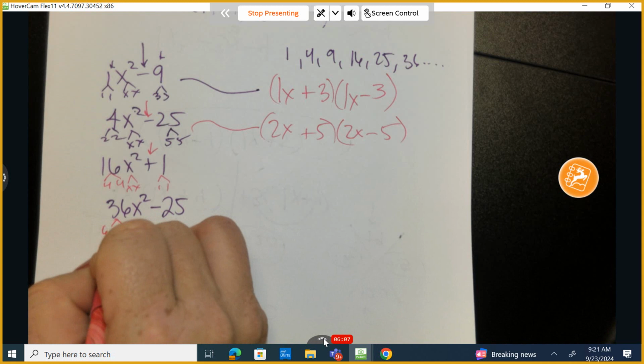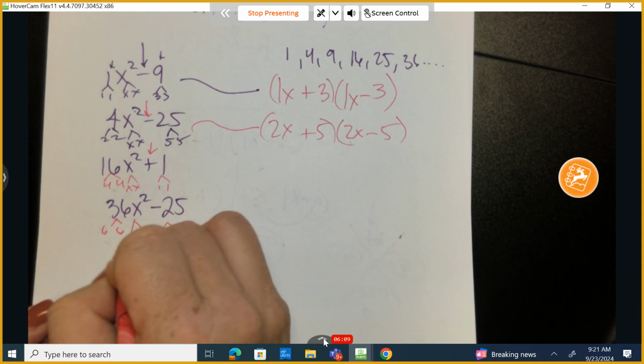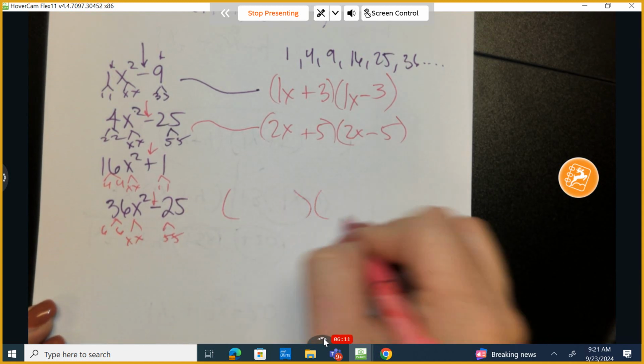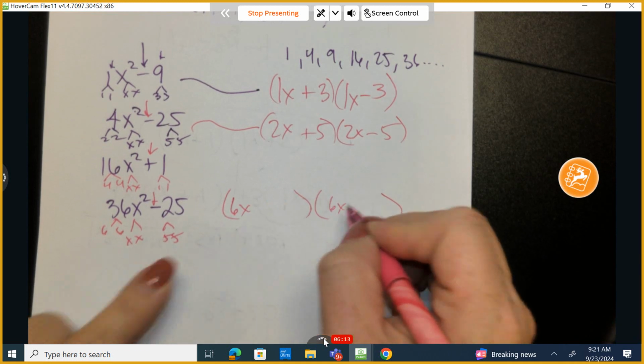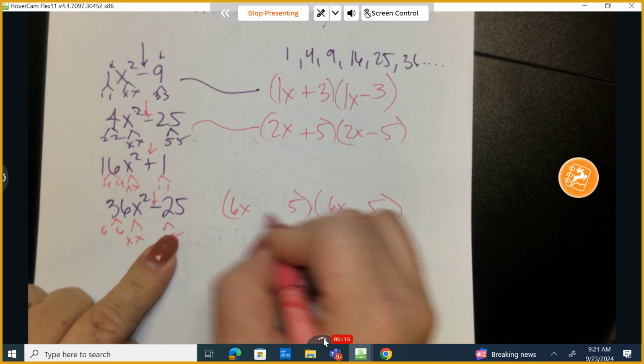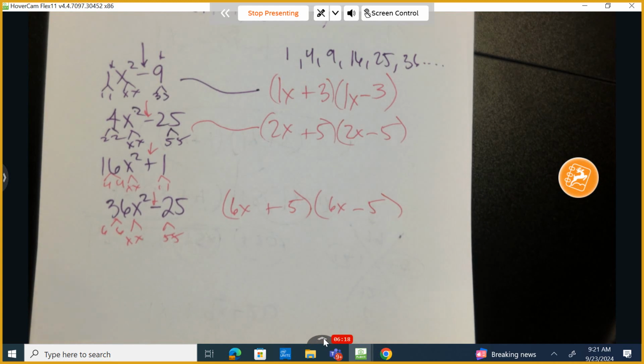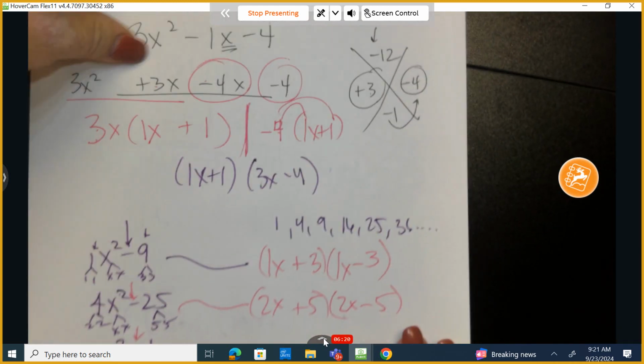Last one, we have 6 and 6, 5 and 5, x and x. And because I have subtraction, the 6x's come from the front, the 5's come from the back. One of them is positive and one of them is negative. Okay, we're going to use that concept as we go on to our next problem.